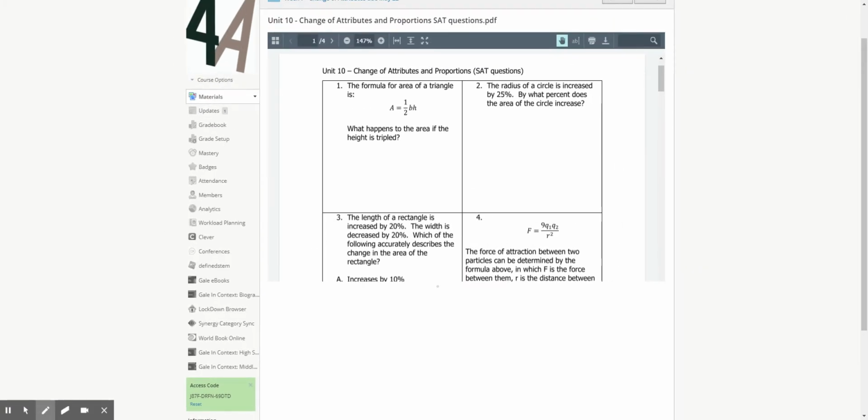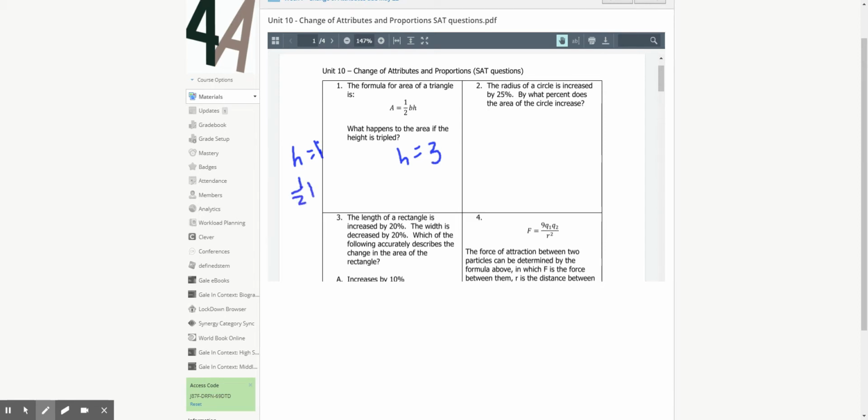There we go. So we're going to talk about change of attributes here, and there are a couple ways to do this. We're going to look at the formulas first. So what happens if, find the area of the triangle, what happens to the area if the height is tripled? So if I have h equals 1, and I triple that to h equals 3, it's always easiest to start with a 1 somewhere.